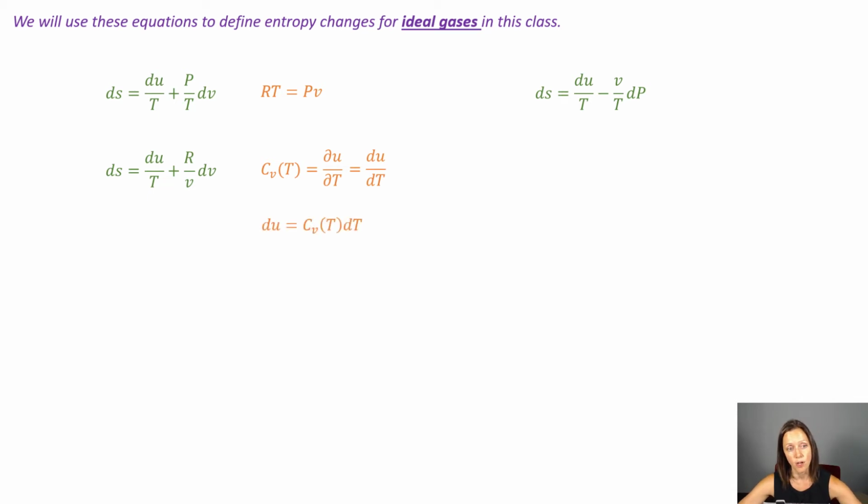Then I just algebraically solve for du and plug that into my TdS equation. And I've got a little bit more useful equation. Now I'm going to do the same thing on the other side.